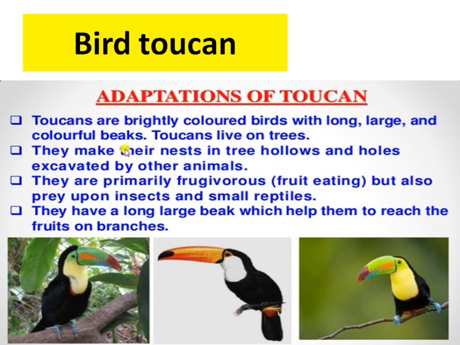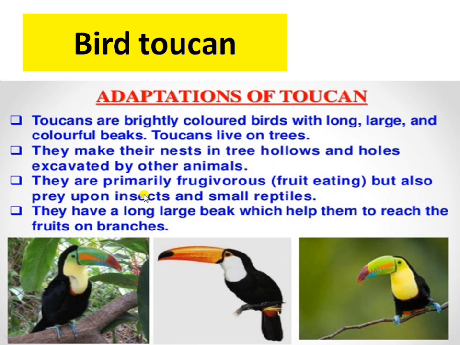Toucans are brightly colored birds with long, large and colorful beaks, as you can see in this picture. Toucans live on trees. They make their nests in tree hollows and holes excavated by other animals.